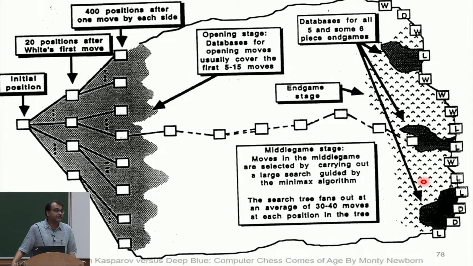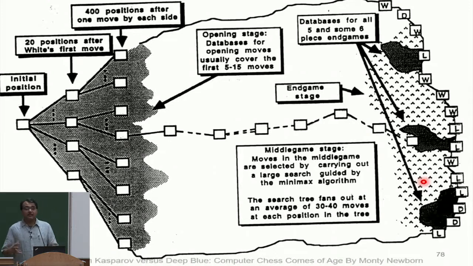So now it's like this, that in the beginning I know what to do, sort of. In the end I know what to do, sort of. I have pre-computed it, I have memorized it. I have stored it in my databases, in the opening database and in the end database. What do I do in the middle is actually really complicated.